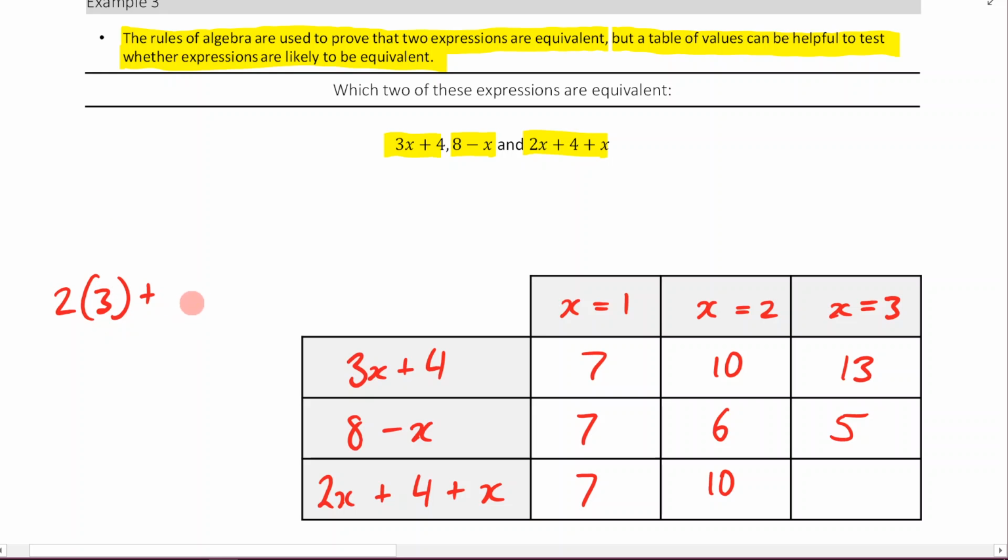So I'm doing that, plus 4 plus 3. 2 times 3 is 6, plus 4 plus 3. 6 plus 4 is 10, plus 3. My answer is going to be 13, so we put 13 there. So that's what we're doing.